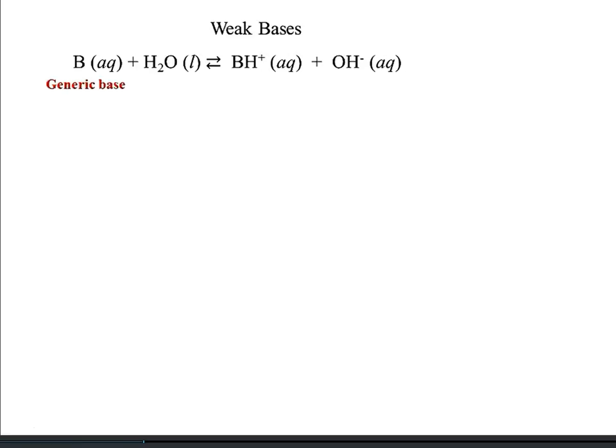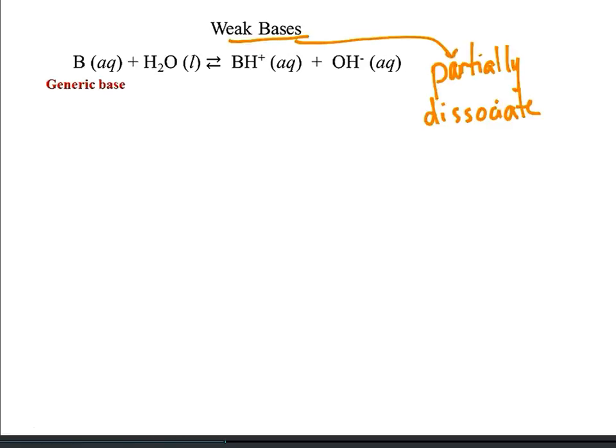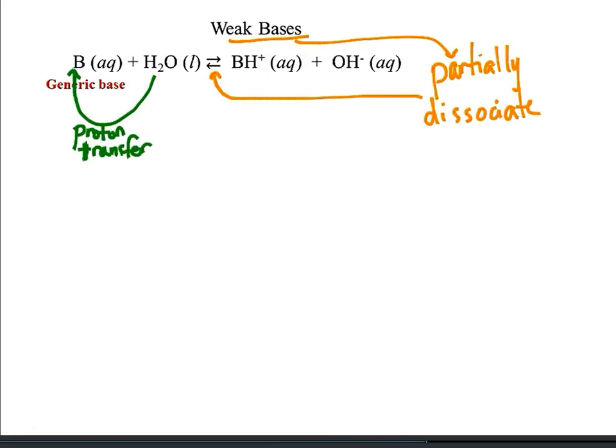Here we have our reaction equation. Weak bases only partially dissociate, and that is why you have a double arrow here, just like for the weak acids. In this case, the base will abstract a hydrogen ion from water. The proton will be transferred from water, which is the acid in this case, to B, our generic base, and that will form the conjugate acid of the base, which is BH+, and the conjugate base of water, which is hydroxide.